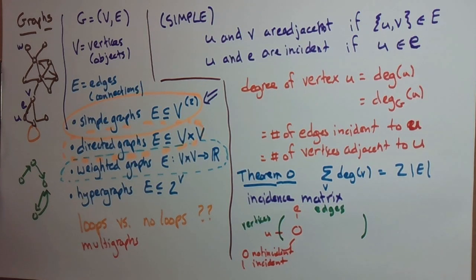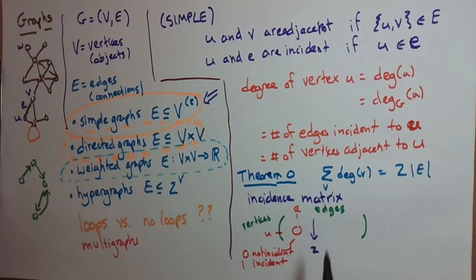Okay, so here's going to be our proof. We're going to add up the entries in this matrix. We're going to do it in 2 different ways. First off, suppose you add down a column. What are you going to get? We're going to get 2, right? And why are we going to get 2? We're in simple graphs, and so each edge is incident with 2 vertices. Okay, good.